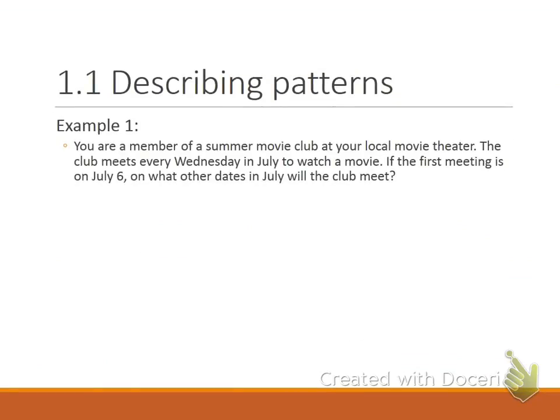Okay, let's read along with me, please. It says you're a member of a summer movie club at your local movie theater. The club meets every Wednesday in July to watch a movie. If the first meeting is on July 6th, on what other dates in July will the club meet?